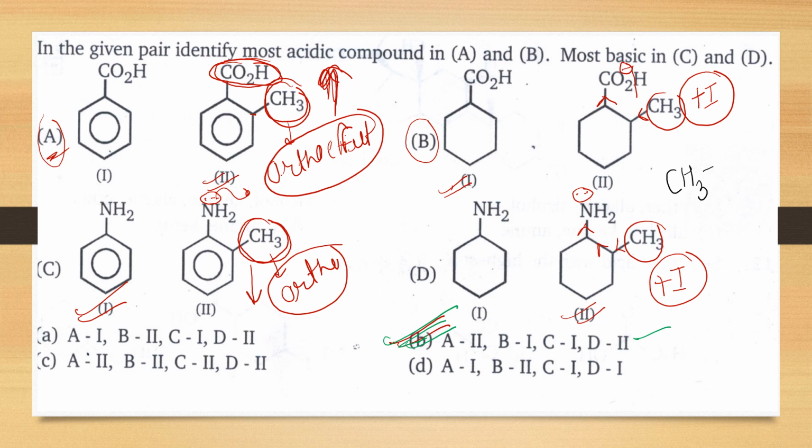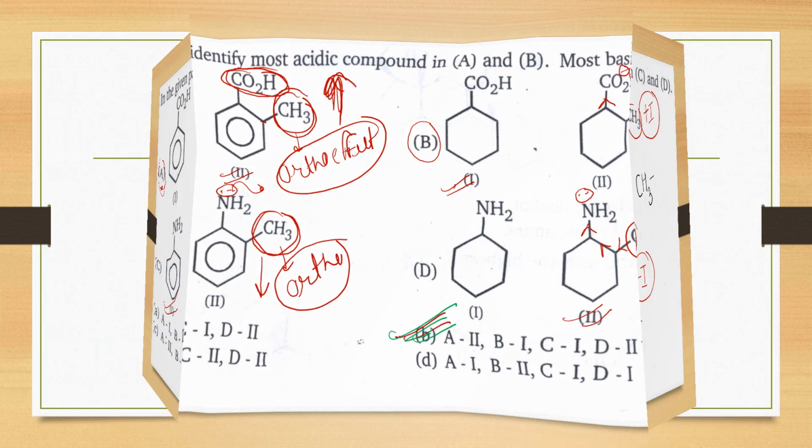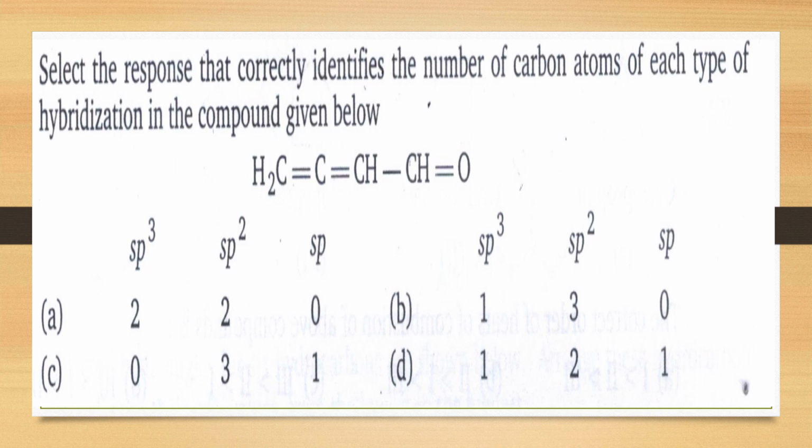Then the second question. Question number 2 is: select the response that correctly identifies the number of carbon atoms of each type of hybridization in the compound given below. It means we have to find out how many carbons have sp3 hybridization, how many have sp2 hybridization, and how many have sp hybridization. So just find out the hybridization of the carbons.